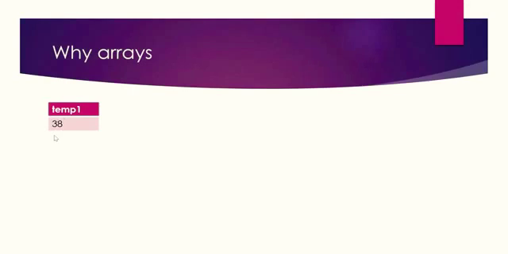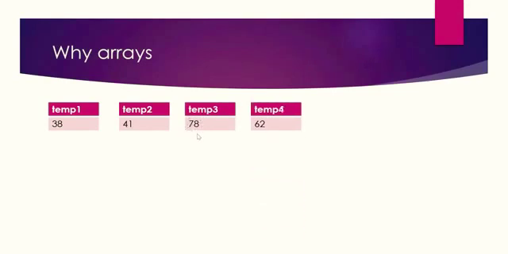Now for the second day, we also need to create another variable, and we call it temperature2, and we are storing the value 41 in that variable. For the third day, we need to create a new variable, calling it temperature3, and we are storing the value 78 in there. Same thing for day 4 and day 5. So you notice we are actually using 5 different variables to store our temperatures, although we are storing the same type of data that represents the same information.